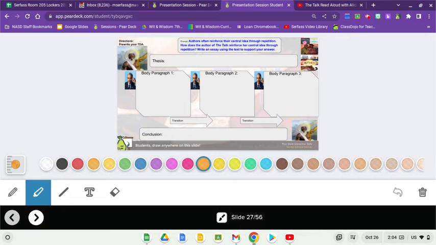All right. And that leads us to our essay. Notice how at the top we've got authors often reinforce their central idea through repetition. How does the author of the talk reinforce her central idea through repetition? Write an essay using the text to support your answer.